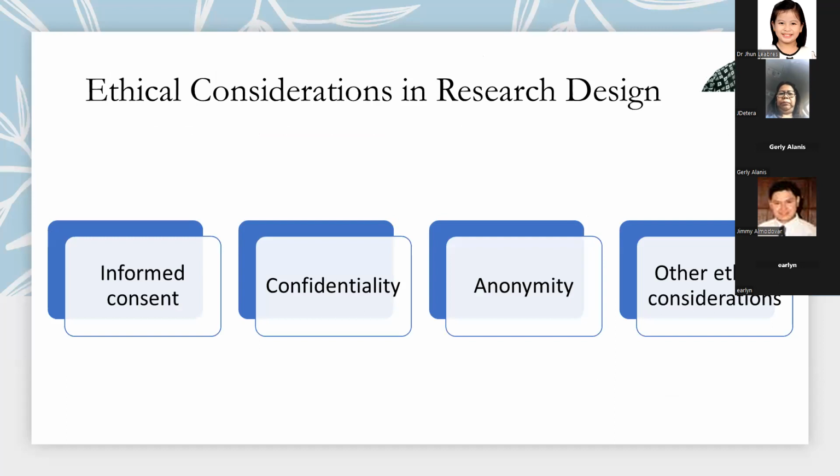So, ethical considerations. Informed consent: you have to inform whoever you will interview about your study and ask them for permission before continuing. Confidentiality: by no means do we disclose anything related to the research. Okay? Anonymity: you do not put their names, you use pseudonyms.